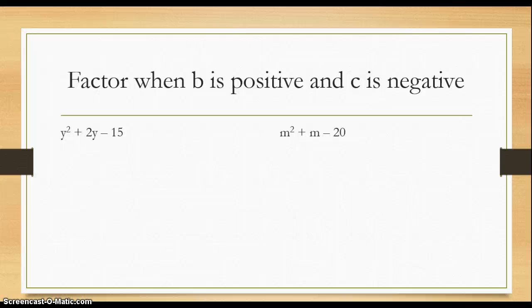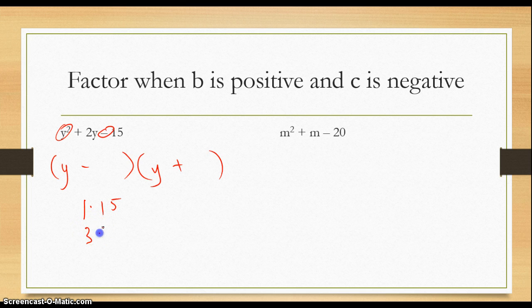So this is a little bit different now. We're going to factor when b is positive and c is negative. So now we have c negative. When c is negative, we're going to have opposite signs inside our parentheses. Okay? So the same thing's going to occur in front of our parentheses. We have y and we have y. Find the factors now. Same kind of steps. Find the factors. 1 and 15, 3 and 5. Now, since the signs are different, we're going to subtract them.